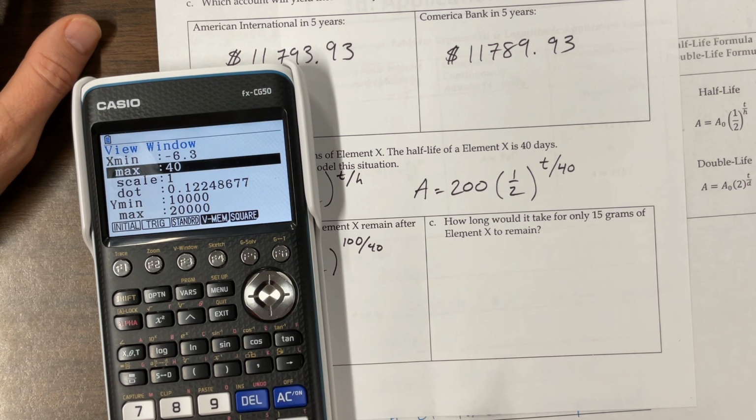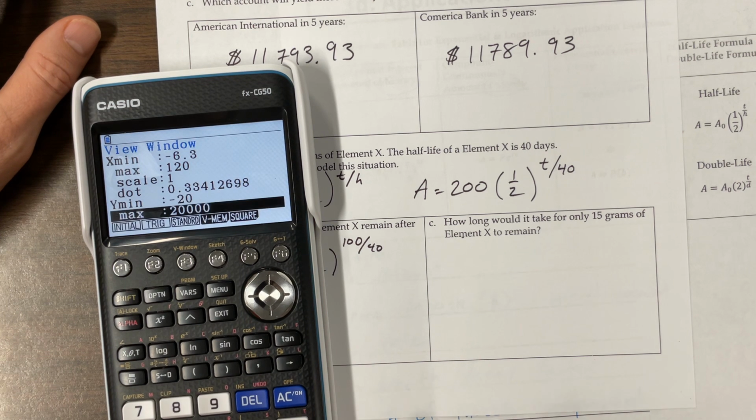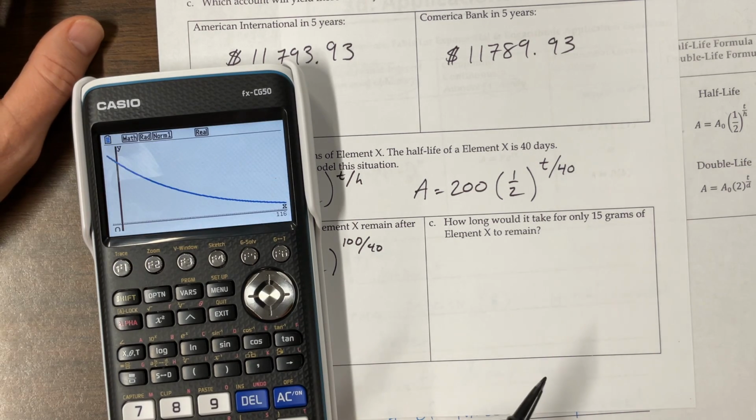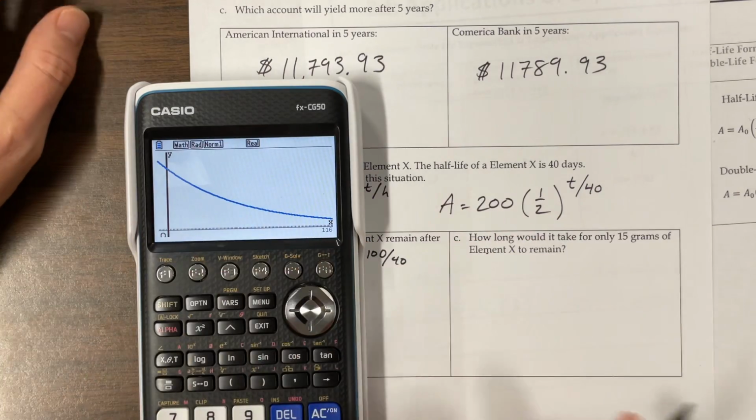I need 100 days, so my x's are, let's do it at 120. And let's go from -20 to, we had 200 grams to begin with, so let's go to 250. So we're a little bit bigger than that. Okay, there we go. There's our exponential decay problem, or our graph.